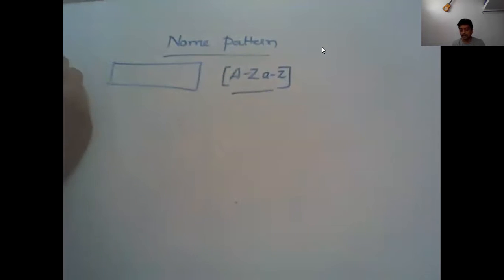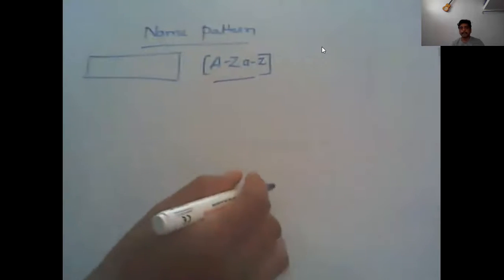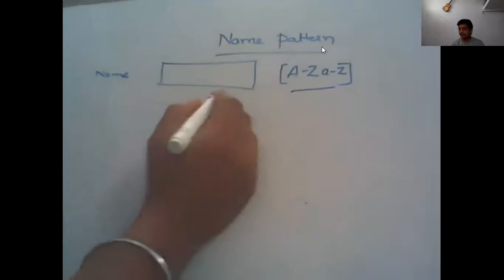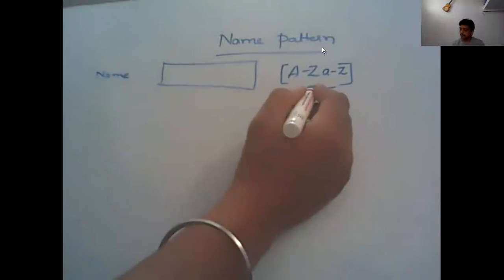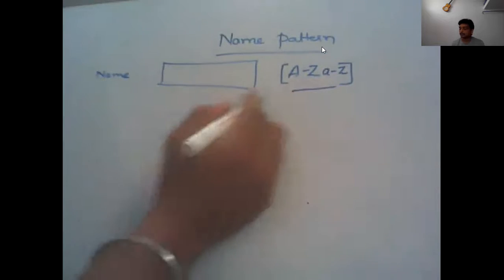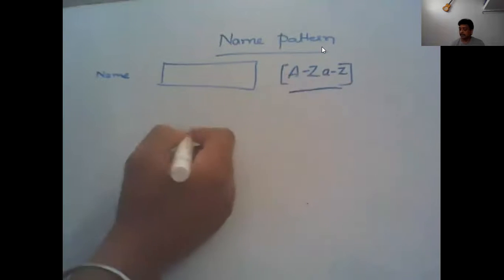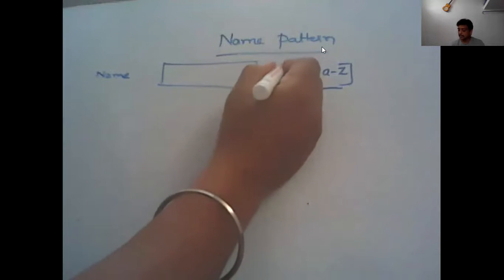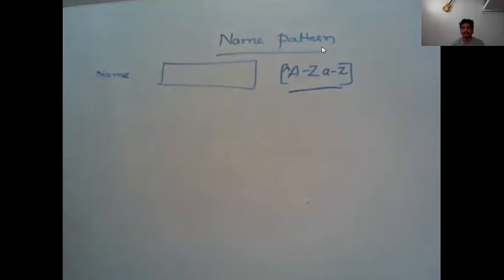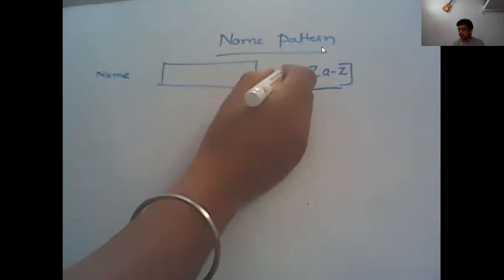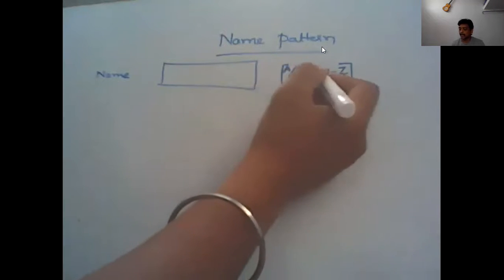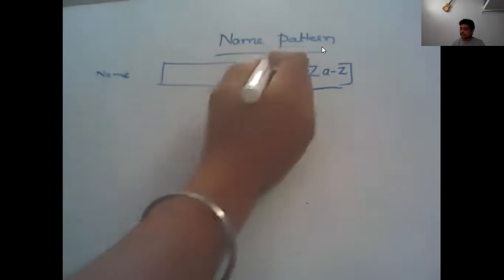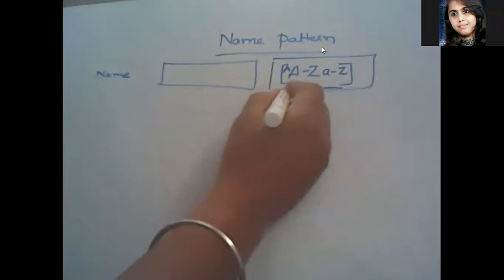If this is a name, for the name, A to Z is the pattern. It will check whether the name starts from A to Z. Starts from, we give as the caret. Caret is the symbol we use. It starts from a capital A to Z and is followed by small a to z. So this is the pattern.